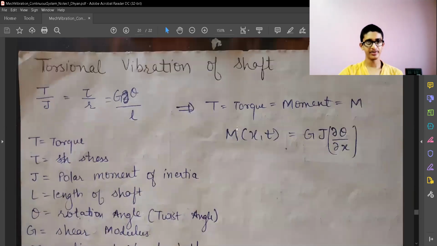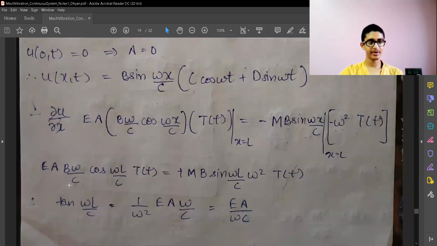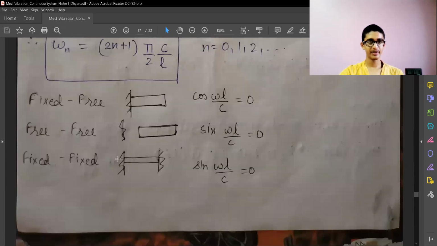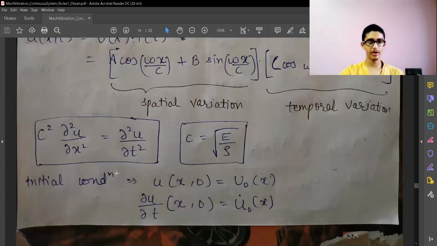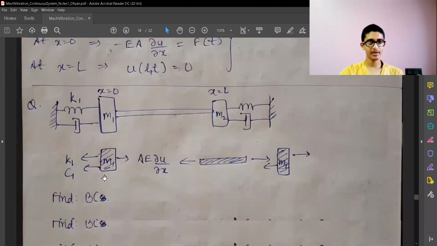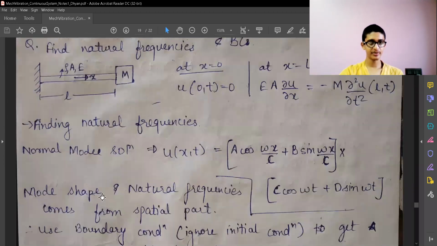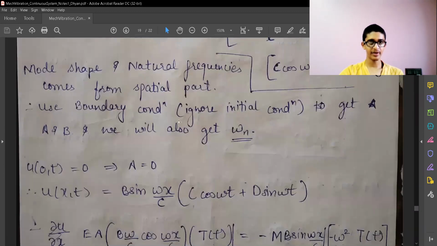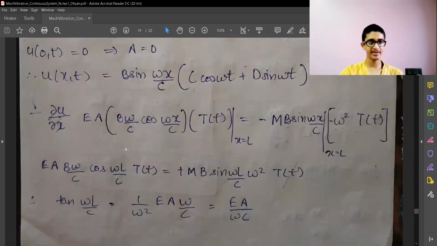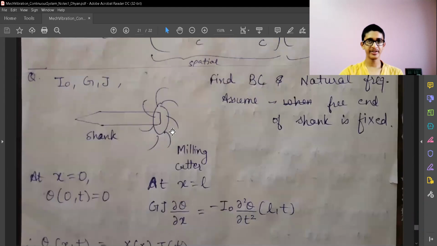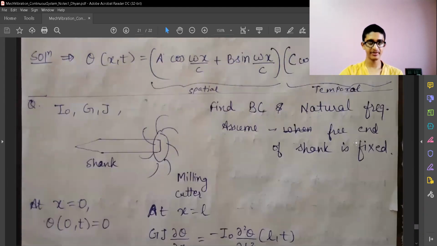You have seen this earlier also. This was the example question for the frequency of the longitudinal vibration on a rod. In that question also, we figured out the boundary conditions, and the boundary conditions themselves led us to the omega values, the natural frequency values. So similarly, the boundary conditions over here are going to give me the natural frequencies.